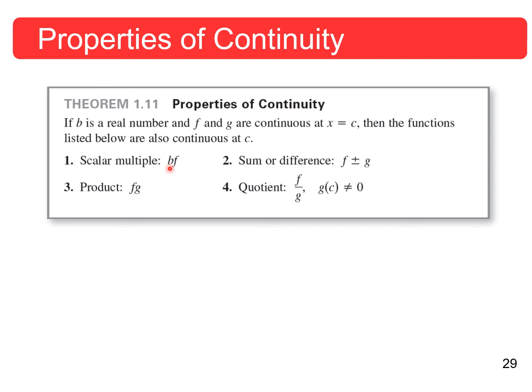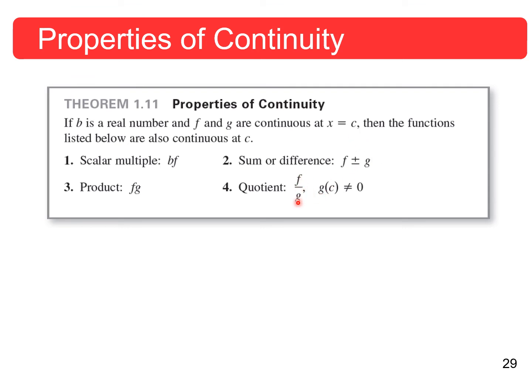That means if you multiply a constant to a function that is continuous at c, the product is still continuous at c. If you have two functions continuous at c and you multiply them, their product is also continuous. And the sum or difference of two continuous functions are also continuous.